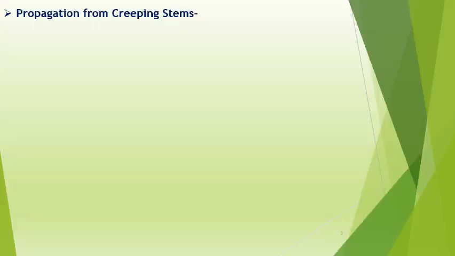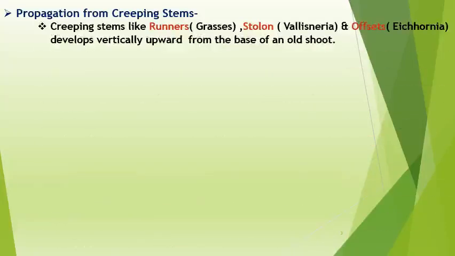So, in the creeping stems, this capacity is also available and they are just present in the different forms. Creeping stems like runners, stolons, offsets are the common example for such category. In the runners, we can just consider the grasses. In stolon, we can just consider the Vallisneria, and for the offsets, we can just take the example of the Eichhornia. This structure is quite unique in different plants.